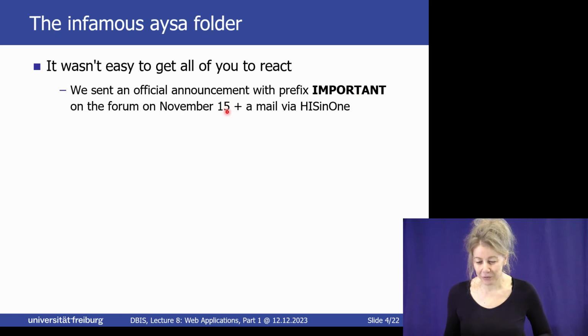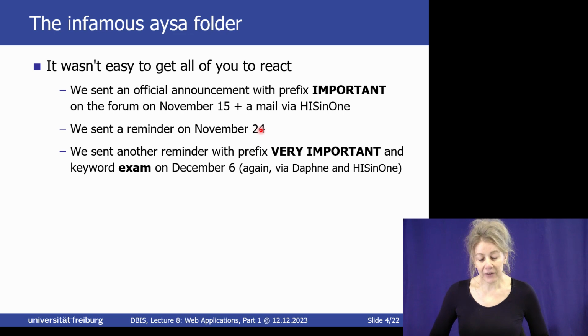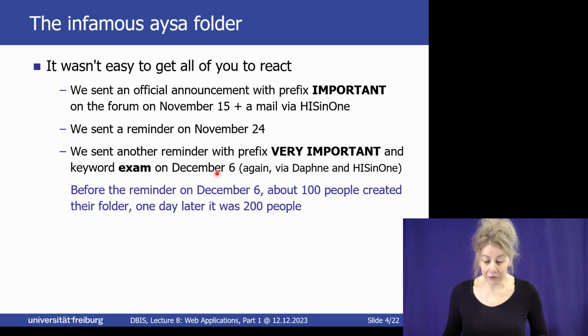It was sent on November 15th, and there was a mail via HISinOne, the campus management system. And there was a reminder on November 24th, or maybe 27th, I'm not sure. Doesn't matter. Then I sent another reminder with the prefix "very important" in capital letters, and I put the word "exam" in it. So I thought maybe it's a good idea to put the word exam on December 6th, again via Daphne and via HISinOne. Before this last reminder, which was the third one, about 100 people did this, and we were a bit suspicious.